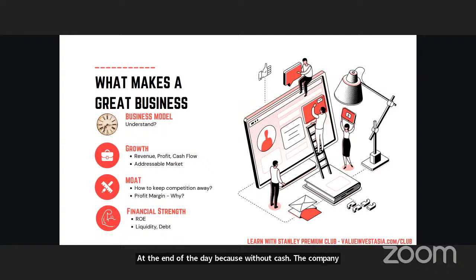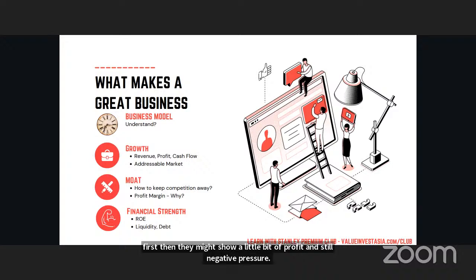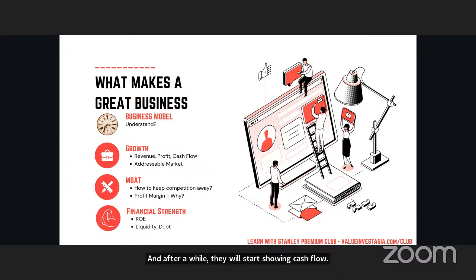The last part. Sometimes, if you're buying a startup type of company, the cash flow comes at a later stage. So they will start showing revenue first, then they might show a little bit of profit, and still negative cash flow. And after a while, they will start showing cash flow. But once in a blue moon, you might find a company that has all three right from the start. And these kinds of companies are companies that are completely creating a totally new market, right? A never seen before market.